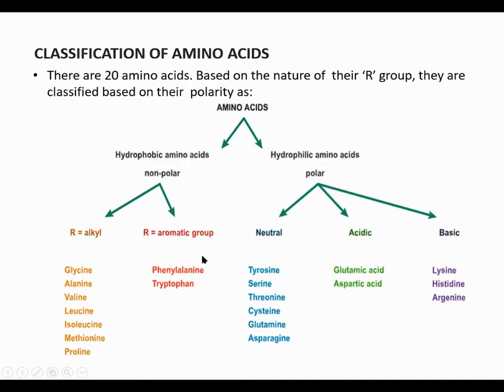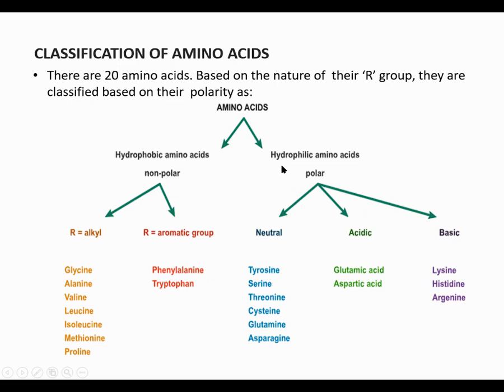Further classification of amino acids is going to be based on whether it is hydrophobic or hydrophilic. Now, for hydrophobic, it's going to be based on the type of R groups there are. So if it's an alkyl or if it's an aromatic. Okay, so if it's an alkyl group, you have here glycine, alanine, valine, leucine, isoleucine, methionine, and proline. Then for aromatics, we have only two. We have phenylalanine and tryptophan.